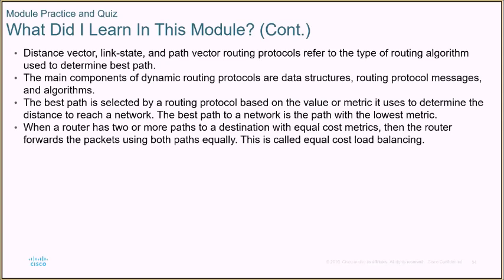The best path to a network is the path with the lowest metric. When a router has two or more paths to a destination with equal cost metrics, then the router forwards the packets using both paths equally. This is called equal cost load balancing.